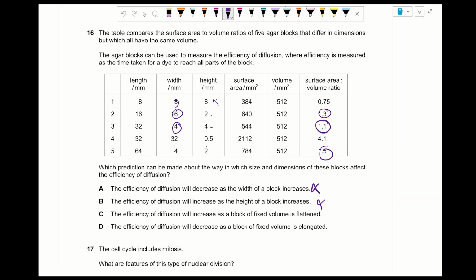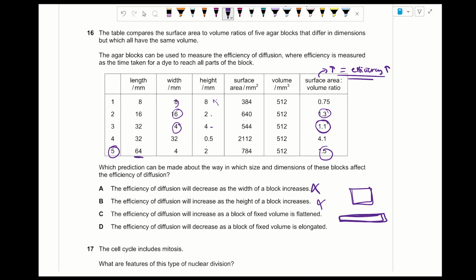AKA the surface area to volume ratio will increase because as this increases, the efficiency increases. Now let's see if this is correct. So for you to visualize it, we have a cube which is squashed, aka flattened. Therefore, we're looking for the agar blocks that has the lowest height and the greatest length, which is block 5.